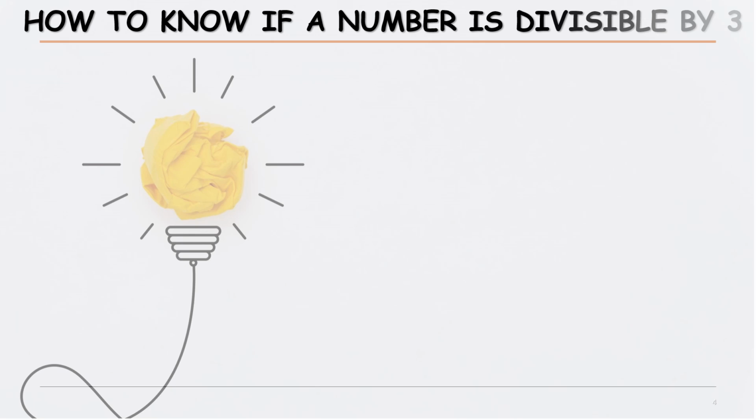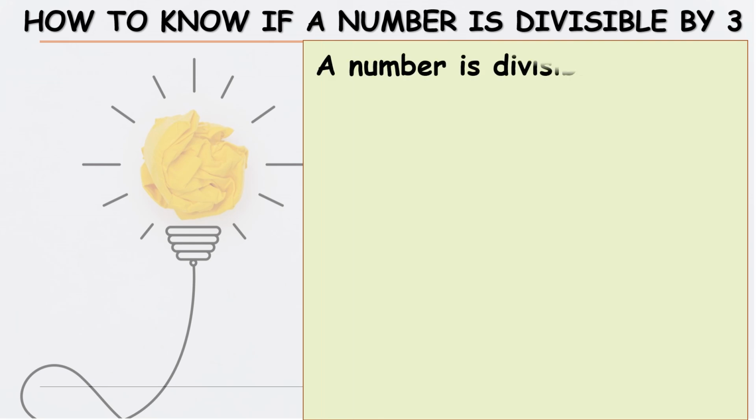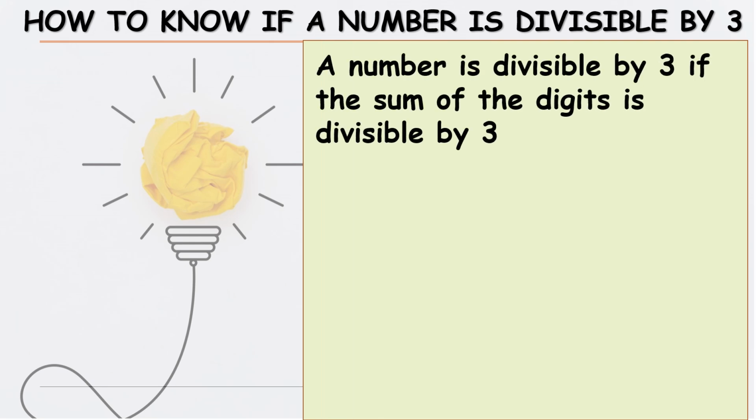Let's look at the next divisibility. We want to know if the number is divisible by 3. This is a very simple one. When you want to know whether a number is divisible by 3, all you need to do is to have a sum of all the digits. If the sum of the digits is divisible by 3, then that number is divisible by 3.